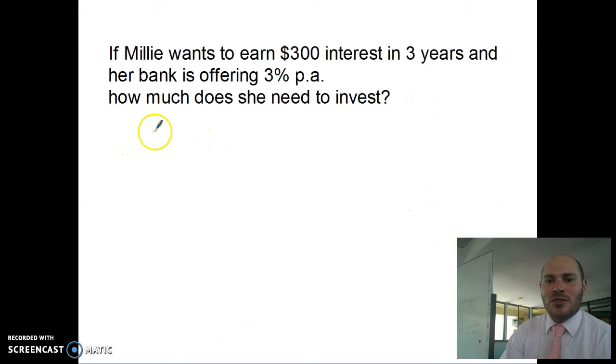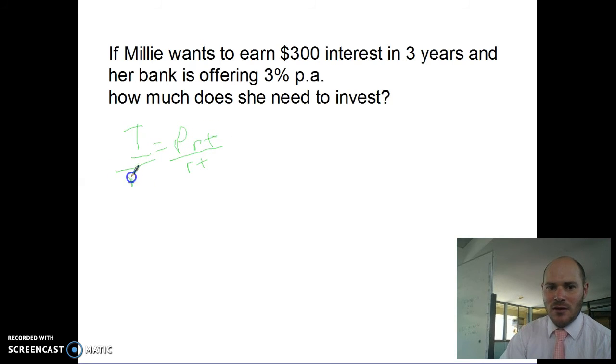Next one: if Millie wants to earn $300 interest in 3 years and her bank is offering 3% per annum, how much does she need to invest? This time, if I'm wondering how much she needs to invest, I need to find out what the P is, the principal. Same theory as before, I need to get rid of my R and T from this side, so I'm just going to divide this side by R and T, and this side by R and T. They cancel, so I'm left with P equals I over rate times time.